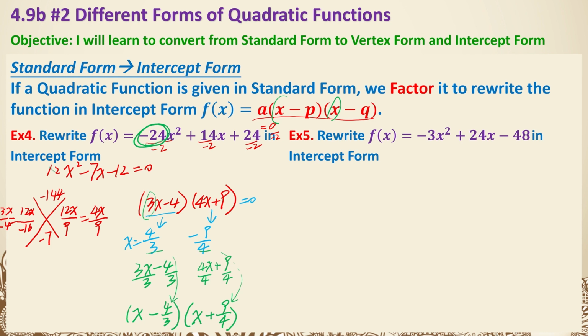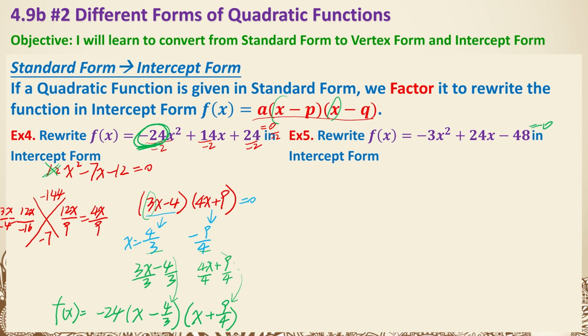Our leading coefficient is not 12, it's actually whatever was given. It was negative 24. The reason we got a 12 is because we divide everything by a negative 2. So the leading coefficient was actually a negative 24. And that is our intercept form. That is example 4.